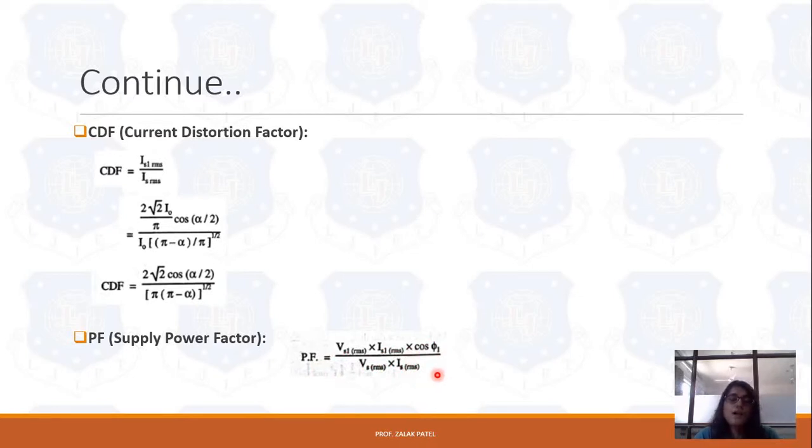So now let's put the values of all the components. But in this equation, VS1 RMS and VS RMS, meaning the voltage value for the fundamental component and the voltage value for the original supply voltage, will be almost equal or almost the same in the ideal circuit. So that's why we take the ratio as 1, because both values are almost equivalent. Now what is remaining in this equation? PF is equal to IS1 upon IS into cos phi. So let's work with it.